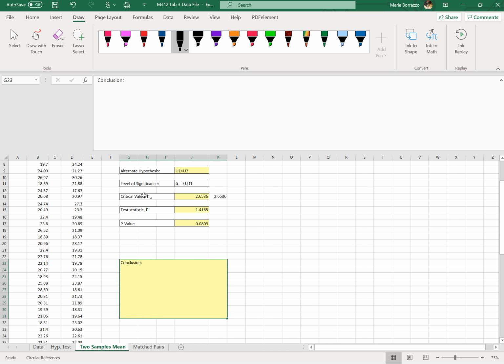So in this case we would definitely fail to reject the null. I would say given p-value 0.0809 and our alpha value of 0.01, we will fail to reject the null hypothesis.